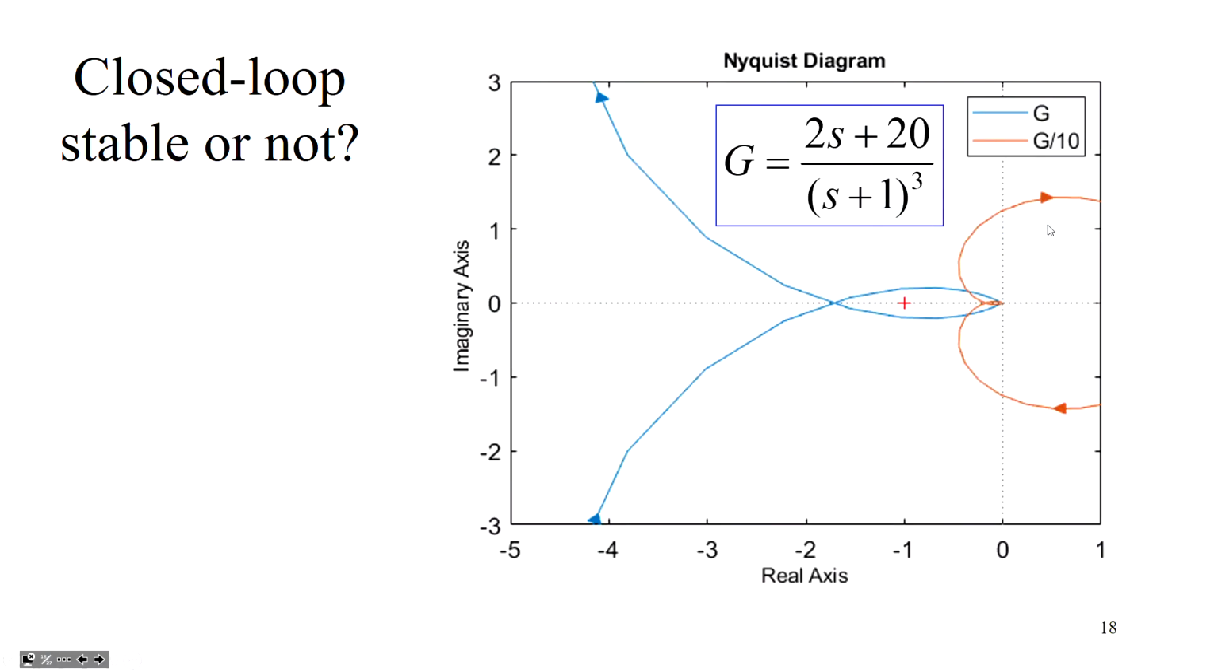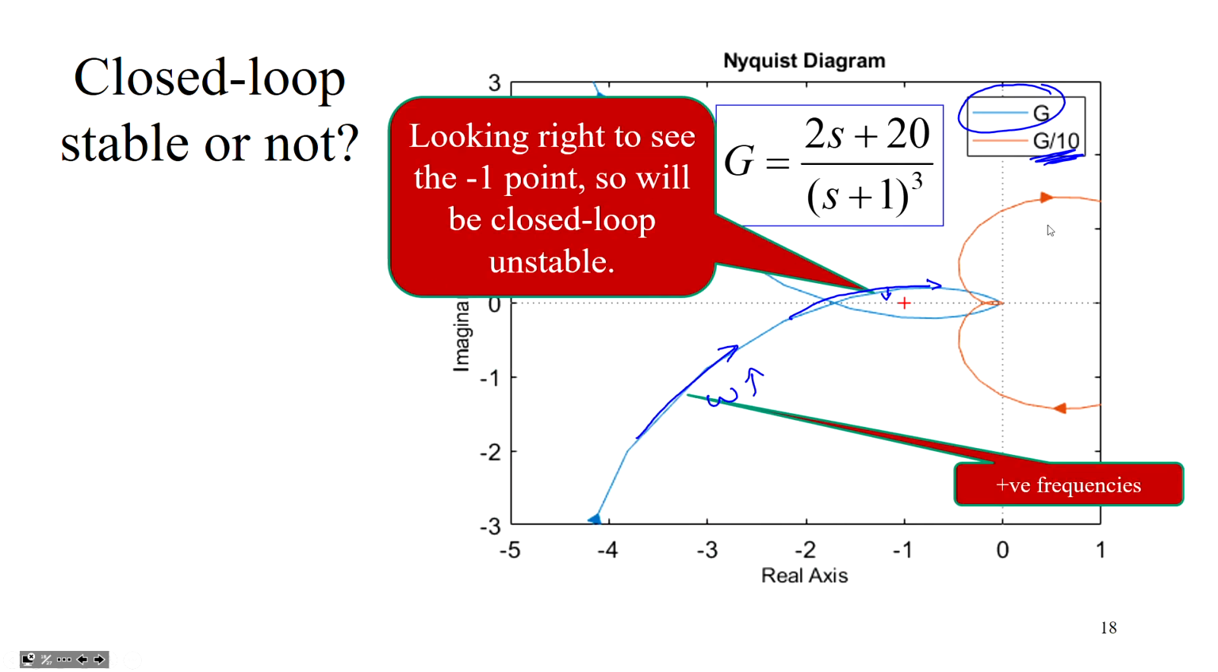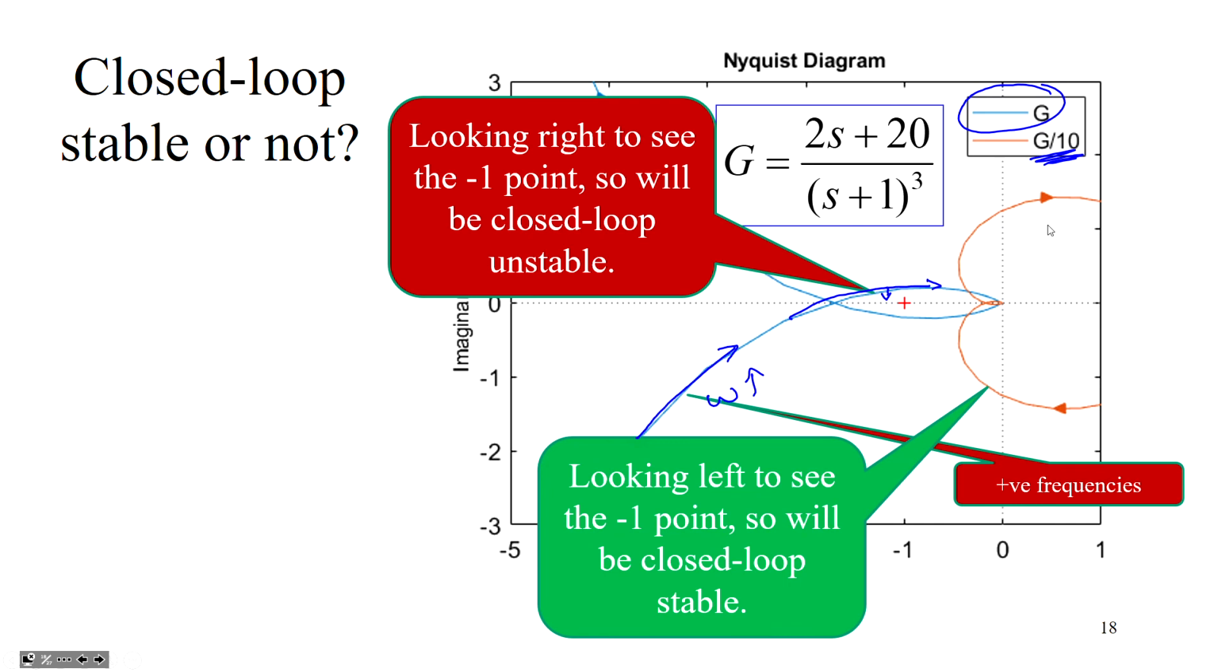So here's an example. We've got this system here, G equals (2s plus 20) over (s plus 1) cubed. Are we stable or not? And you see I've got just G in blue and G over 10 in red. Well, if you look at the blue plot, here's the line of omega increasing. Which way do I need to look to see the -1 point? You can see the -1 point is there, and you can see I've got to look to the right. Because I need to look to the right to see the -1 point, the corresponding closed loop is going to be unstable, and you could easily prove that on MATLAB. However, if I scale G by 1 over 10, you'll see now, in order to see the -1 point, I need to look to the left, and so now I will be closed loop stable.